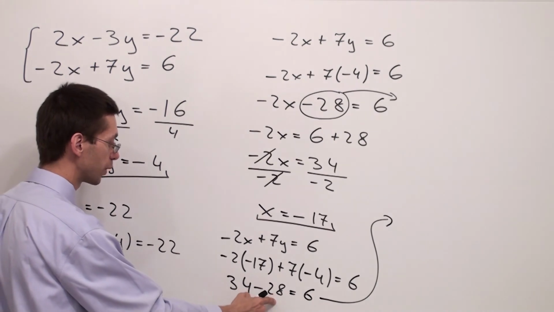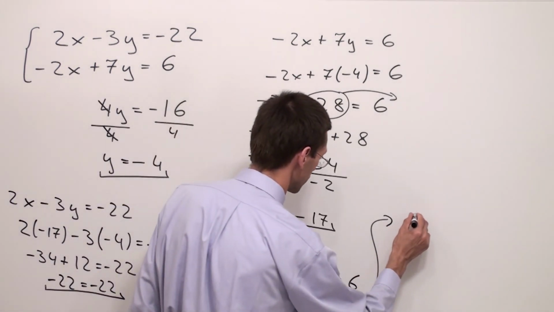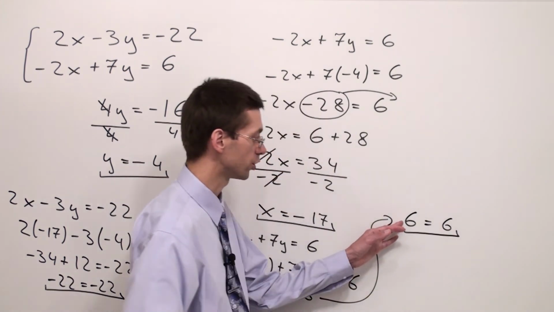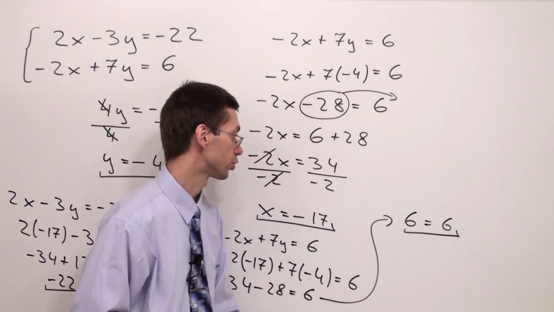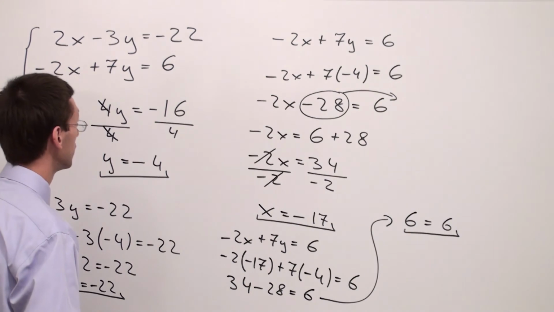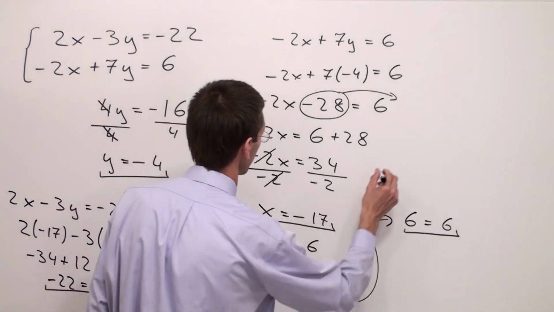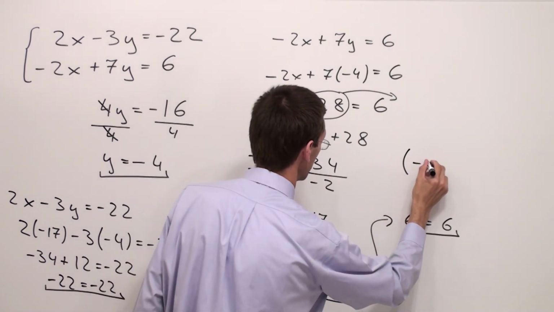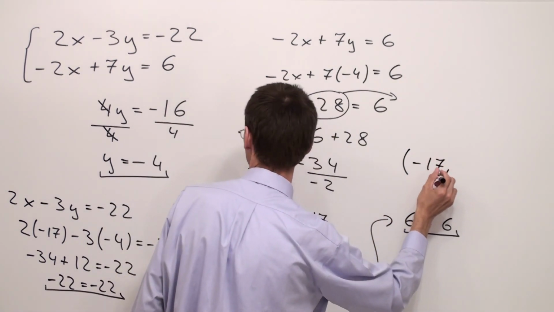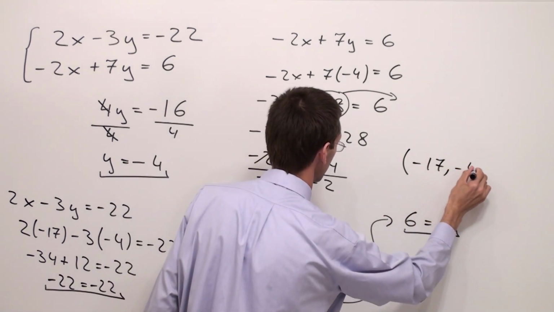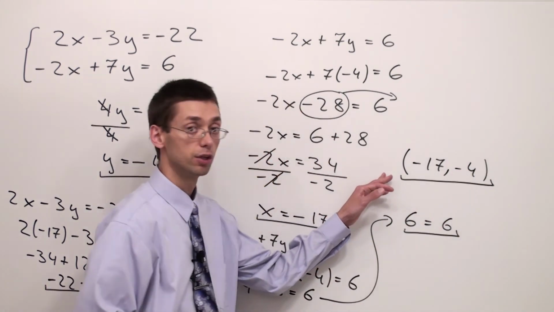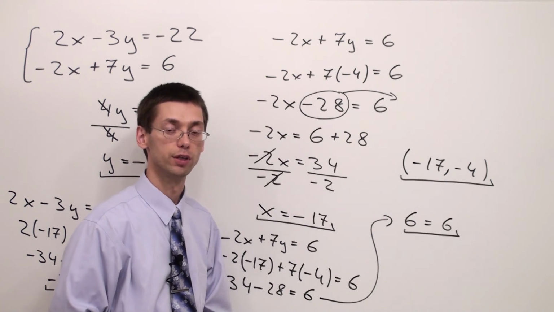34 minus 28 is equal 6. 6 is equal 6. Left side is equal to the right side. So the ordered pair, we have -17 and negative 4, is the solution to my system of two linear equations.